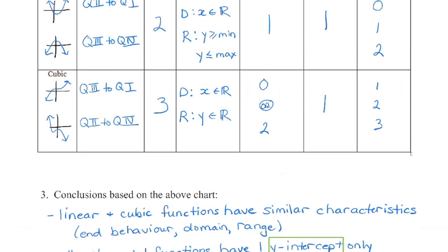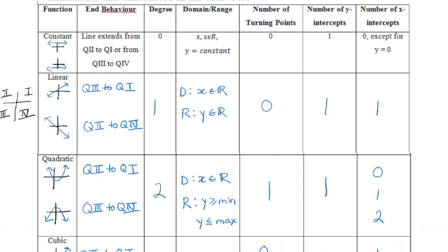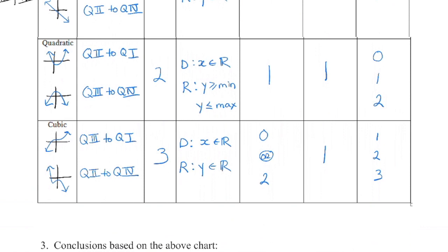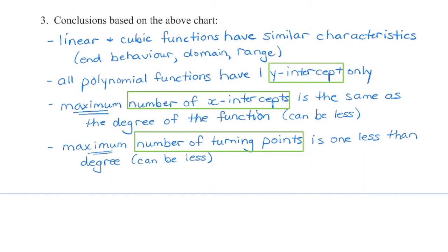And then something interesting with the last piece here, if we look at the x-intercepts, so this is a degree 1 function, we have 1 x-intercept. This is a degree 2 function, we have 2 or 1 or 0 x-intercepts. This is a degree 3 function, we have 3 or 2 or 1 x-intercepts. So the number of times that graph crosses the x-axis is never more than the degree of the function. So we can cross less, but we cannot cross more.